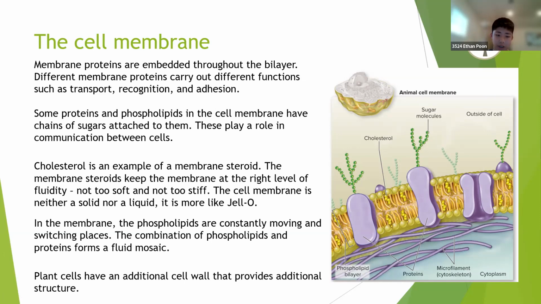So in the membrane, the phospholipids do not stay in one specific place. They're always constantly moving and switching places. This combination of phospholipids and proteins is called the fluid mosaic. And also plant cells have an additional cell wall that provides additional structure. Are there any questions about this part or any explanation of this diagram that you need? You can type in the chat too.